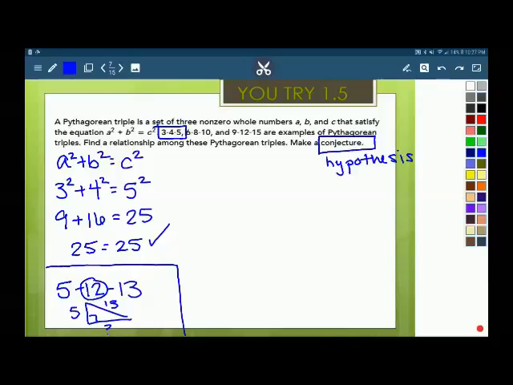So what I want you to do is to look at the other Pythagorean triples that they list. Do you see any pattern between 3, 4, 5 and 6, 8, 10 and 9, 12, 15? Is there anything that you spot, and what is a hypothesis you can make about Pythagorean triples, and particularly this one?